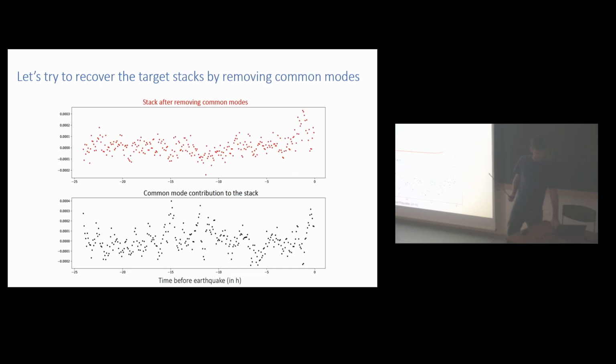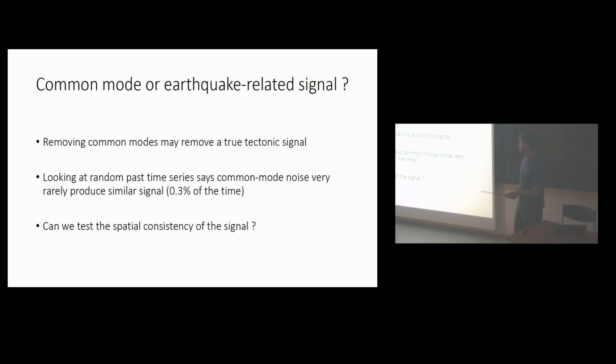So what it tells us is that it's just really difficult to discriminate between common mode noise and a subtle tectonic signal. It's really hard to make the difference, at least this way. So what we can say now is that removing common modes, at least this way, may definitely remove a true tectonic signal. And wrapping up, looking at random path time series says that it's fairly unlikely that a common mode would produce something like that.